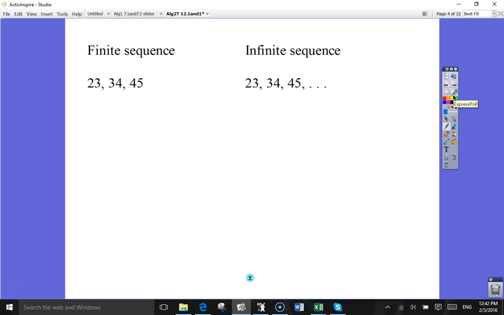Sequences can be finite or infinite. If you see a dot, dot, dot after the terms, it means it goes on. There's more to come, and it never ends. That's infinite. If it's just so many terms, with no dot, dot, dot at the end, you call it finite. Finite and infinite.